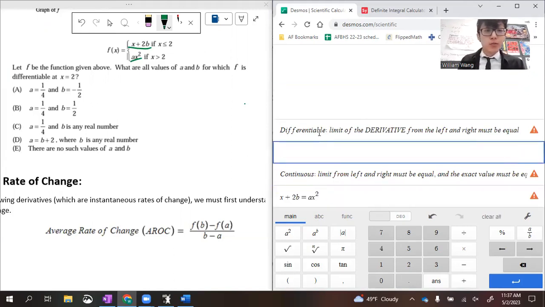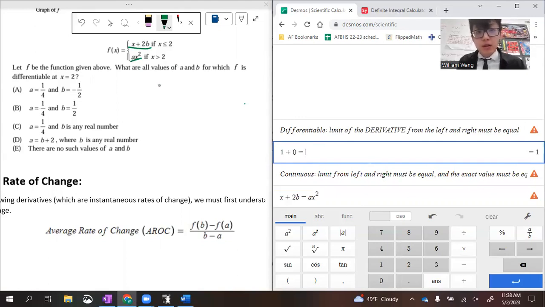I also know it's differentiable, which means the derivatives must be equal. Well, what's the derivative of x? Derivative of x is 1. Derivative of 2b. Well, 2b is just a number, actually, right? B is going to be some number. So the derivative of 2b is actually just going to be 0. So I say 1 plus 0 is equal to the derivative of ax squared.